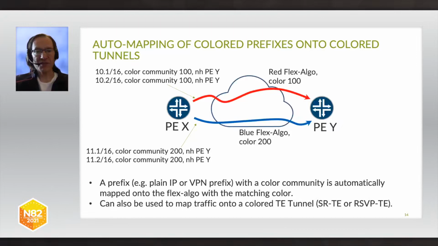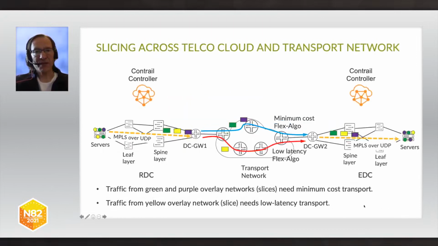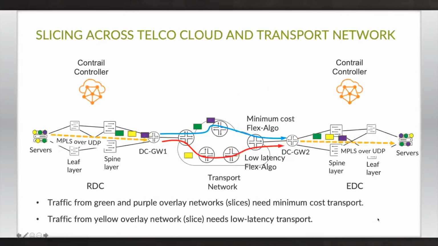So with that, we can look at a more elaborate example, again using flex algo. And in this case, we're using flex algo within this transport network in the center of the diagram, but also you've got some data centers. And so on the left-hand side, you've got a regional data center, on the right-hand side, an edge data center. This could be in a 5G deployment, for example. And then you've got overlay networks. So you've got these overlays residing on compute resources within these data centers. These can be containerized network functions, hosting things like distributed units and centralized units in a 5G O-RAN deployment.